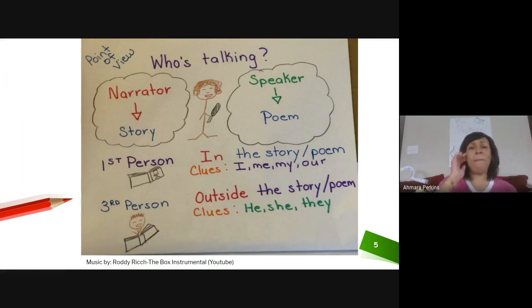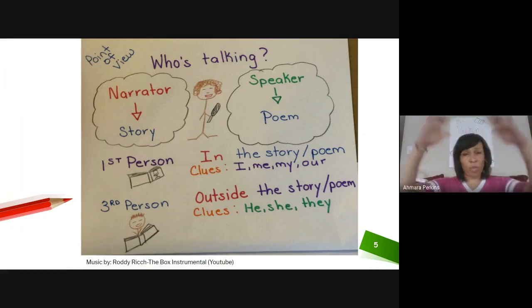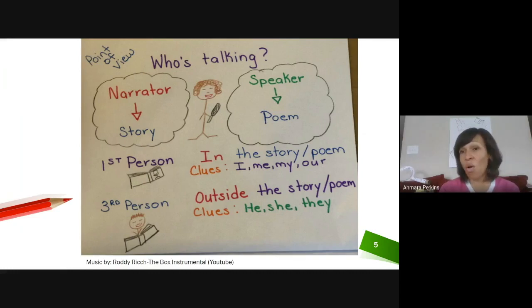So again, this is my masterpiece, my anchor chart. And the big umbrella here is point of view. Okay, so when you think about point of view, I want you to think about who's talking. So in a story, the narrator is talking, and in a poem, the speaker is talking.